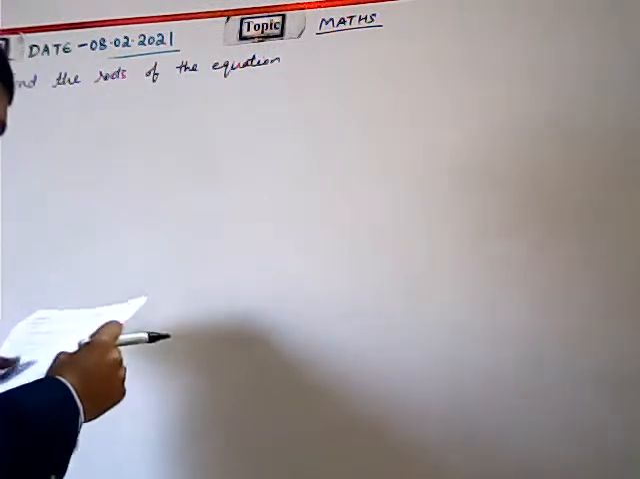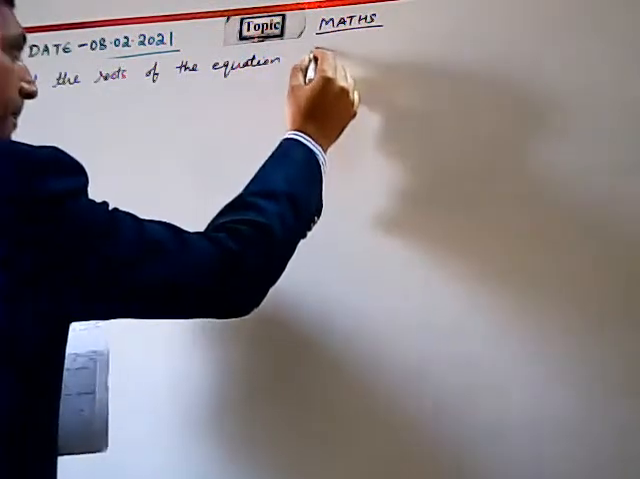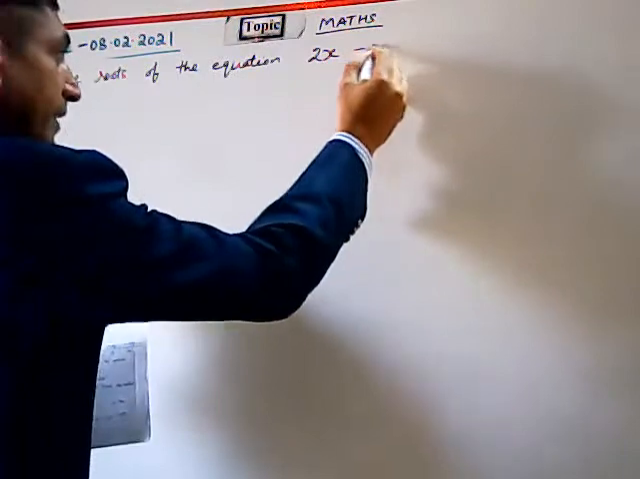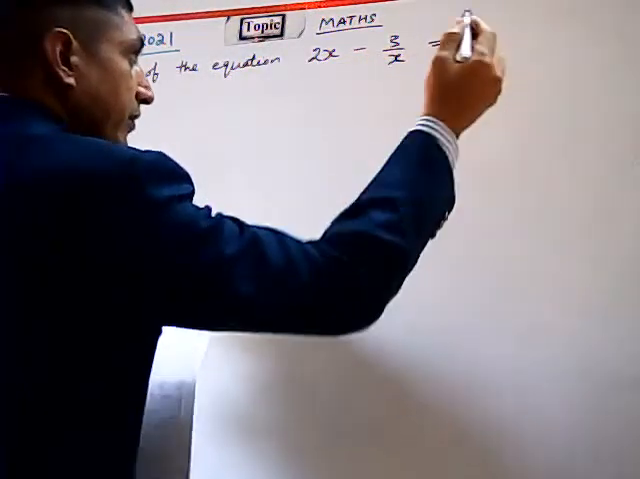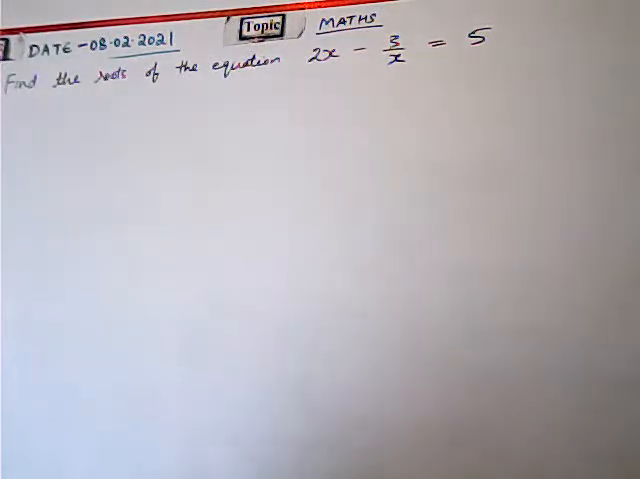The question is 2x minus 3 upon x is equal to 5. To find the roots, first we have to write it in the standard form.